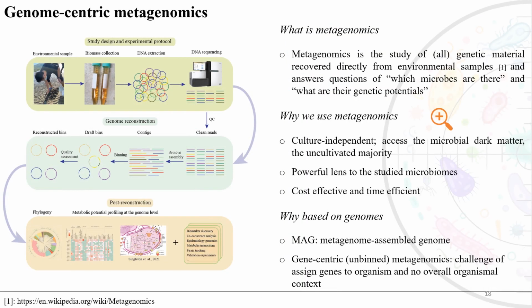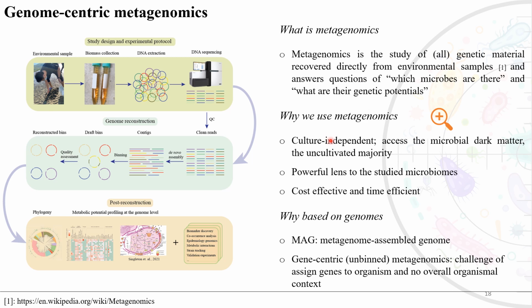Let's first see what metagenomics is. Metagenomics is the study of all genetic materials recovered directly from environmental samples, and it can be used to answer two important questions: who are they, and what are they potentially doing?